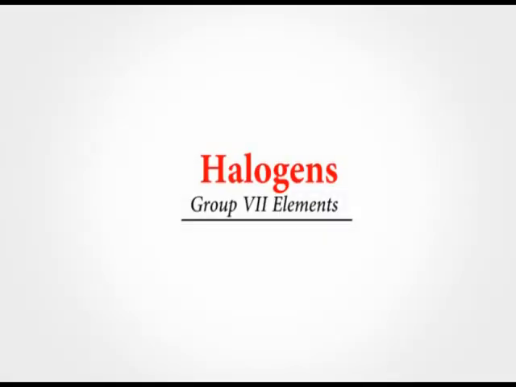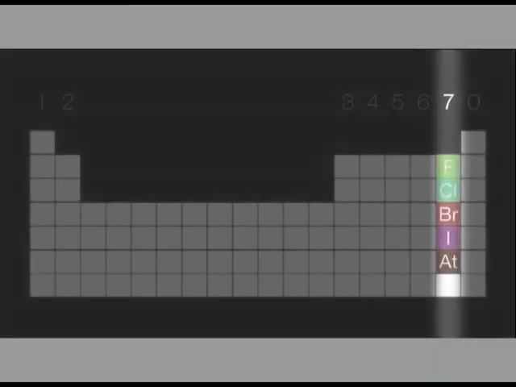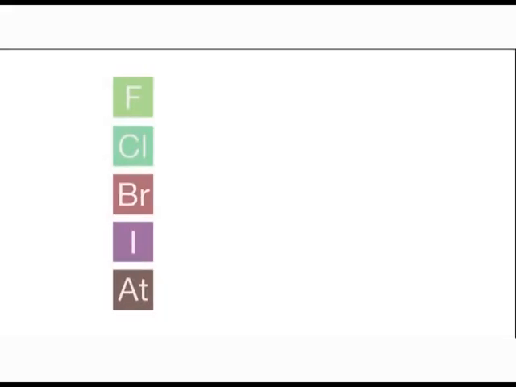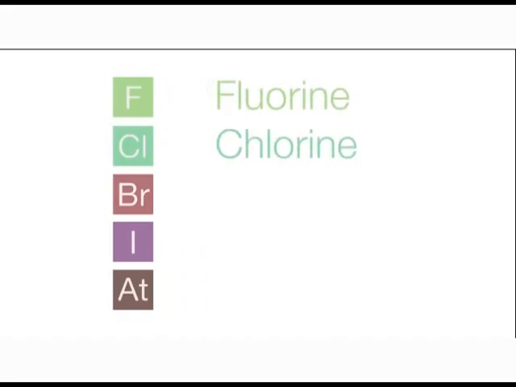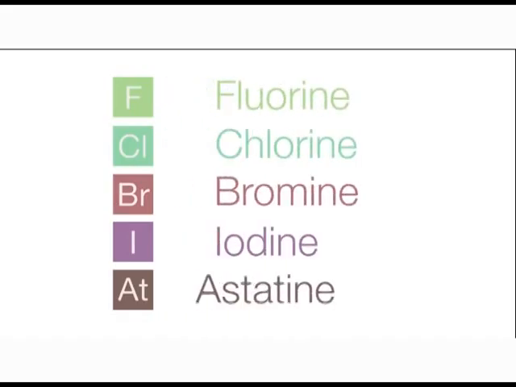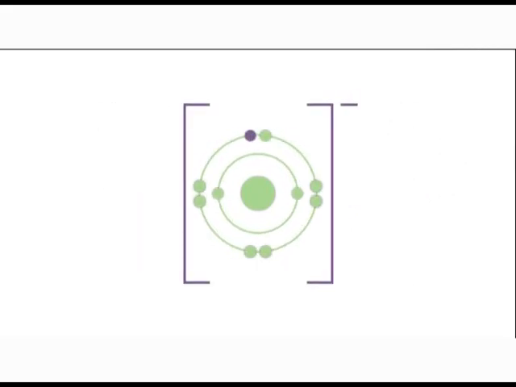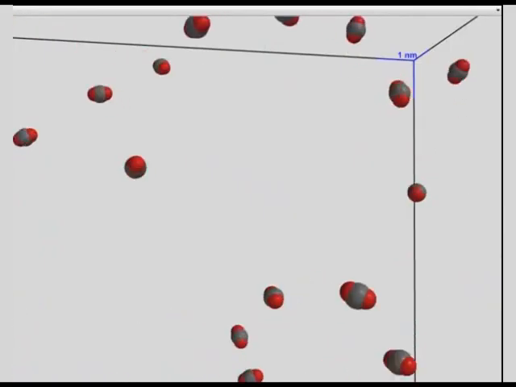Halogens. Halogens are elements in group 7. They are fluorine, chlorine, bromine, iodine, and astatine. Their atoms have 7 electrons in their valence shell and can accept 1 electron to form an ion. Halogens exist as diatomic molecules.